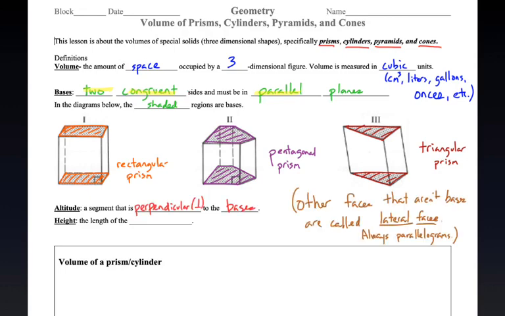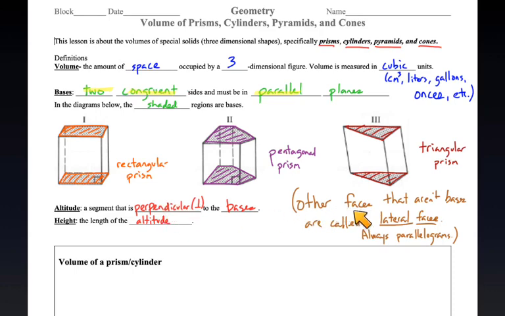Now, the other thing that we're going to need is the altitude, or the height. But first, a quick note. The other faces, the ones that aren't the bases, are always going to be rectangles on a prism. Or actually, more likely, parallelograms, because if it's slanted like this one, those are parallelograms. If they're not slanted, they're rectangles. So back to this. The other thing that we're going to need is the height.